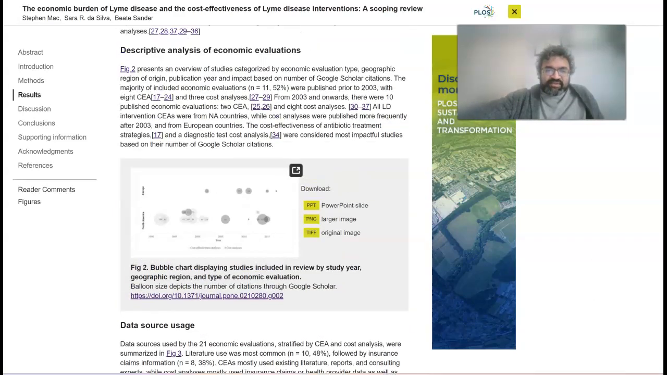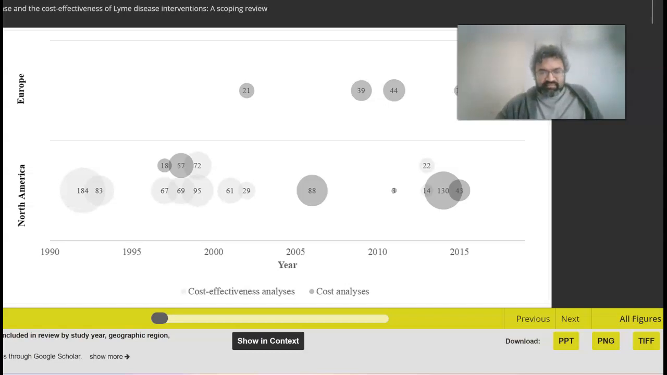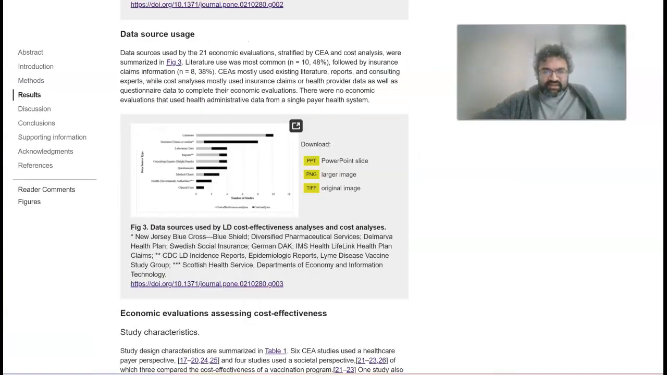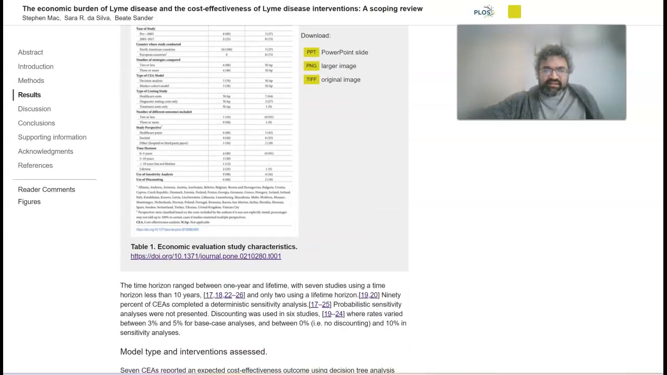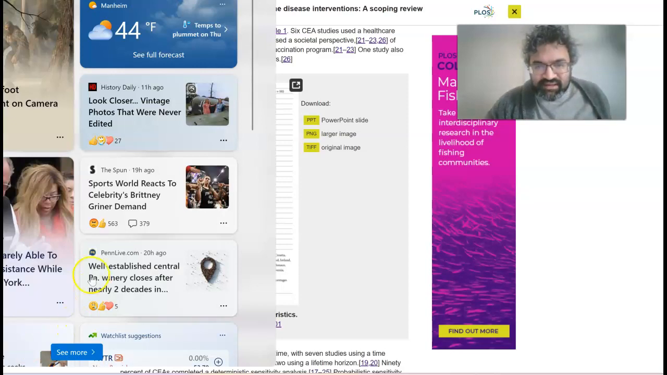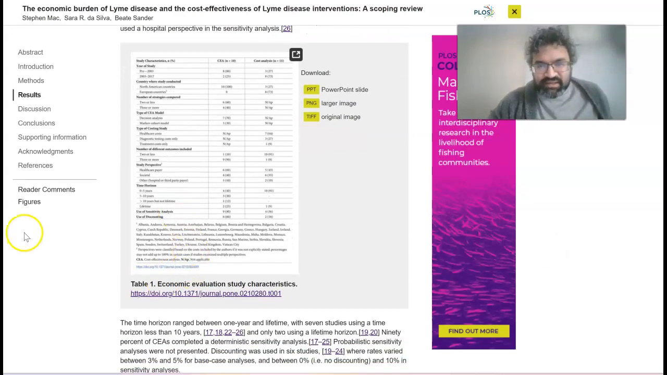So here's the descriptive analysis, a bubble chart displaying studies included in the review by study year. It's by study year. So let's go back to the actual study. And you can kind of see over here some of the cost-effectiveness analysis.